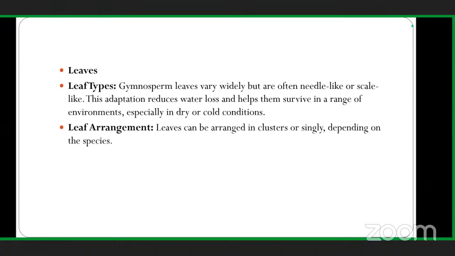Next is leaf. Gymnosperm leaves show a lot of variation. It is species to species, they are different. In some you will find needle like leaves, or in some you will find scale like. This adaptation reduces water loss and helps them survive in a range of environments. So basically, why are the leaves needle like or scale like? To reduce water loss, and it also helps them to survive in a range of environments, especially in dry or cold conditions. Next is leaf arrangement. Leaves can be arranged either in clusters, meaning in groups, or singly, depending on the species.